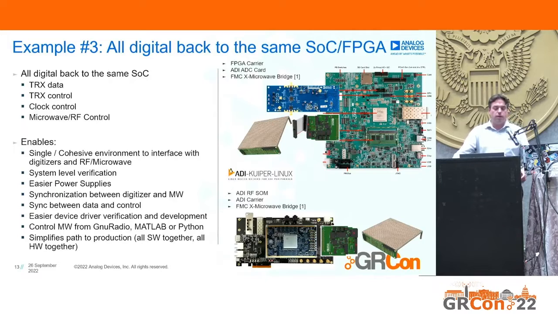SoC FPGA. So that basically means your transceiver data, your transceiver control, all the clock control, all the microwave RF front-end control runs back to the same entity. So this enables a single cohesive environment to interface with digitizers, RF and microwave. It has lots of benefits. For example, easier synchronization between your digitizer and your microwave, or a better synchronization of data and control. And we can control all this together from GNU Radio, MATLAB, or Python.